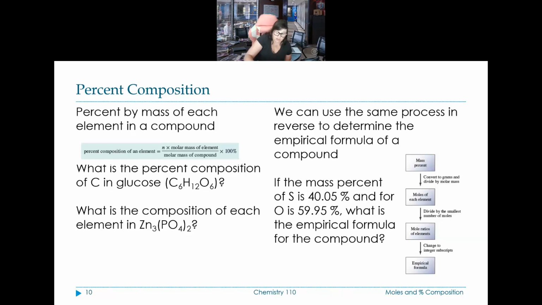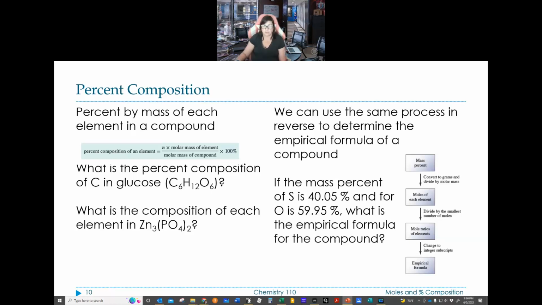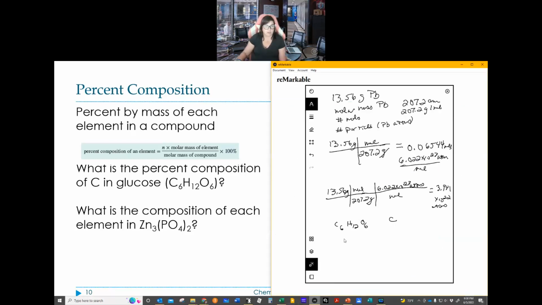C6H12O6, and I want to know what the contribution is from the carbon. So let's take a look at the paper that I've been writing on. C6H12O6. I want to know the thing from carbon. So I'm going to have the number of carbons times the molar mass divided by the mass of the compound times 100. That's what I'm going to be looking for.